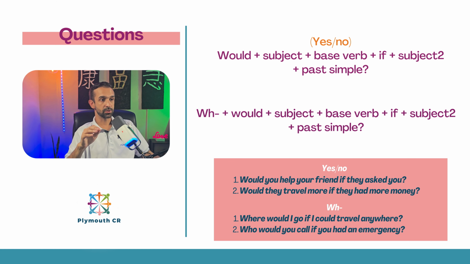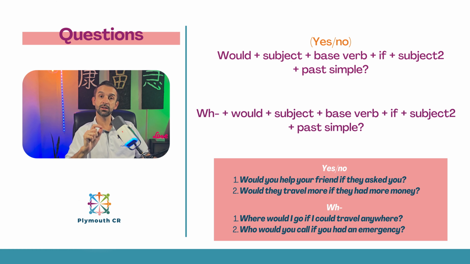So then we have examples in here for the yes/no question. Would you help your friend if they asked you to? Look how in here we're following the would plus the subject, which is you. Help is in the base form. Then this your friend is the complement, right? And then the if conditional, and then the subject they.